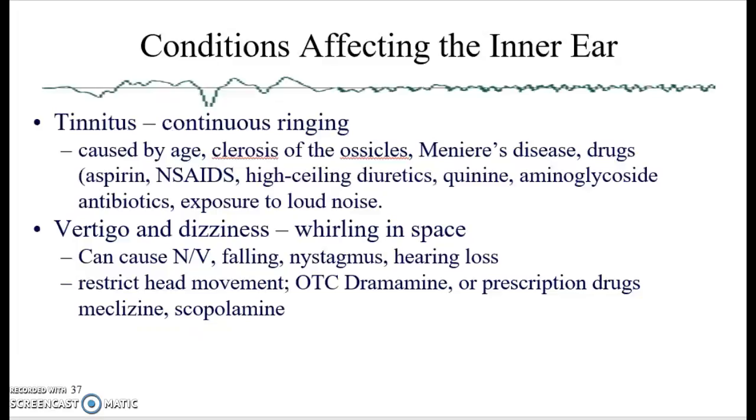Vertigo and dizziness will give a feel like things are spinning around or whirling in space, and it can cause people to have nausea, vomiting, falling. What they often do as interventions is teach the person to really restrict their head movement, no quick movements. They may use over-the-counter Dramamine or prescription drugs like meclizine or scopolamine.